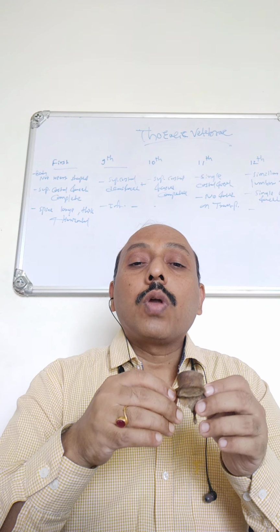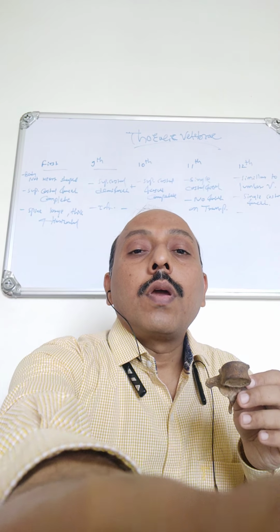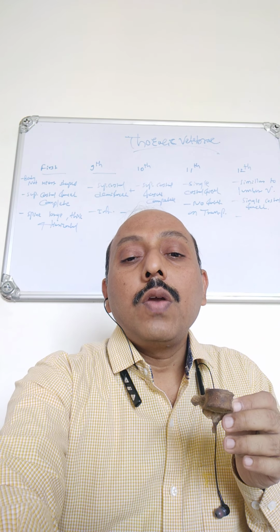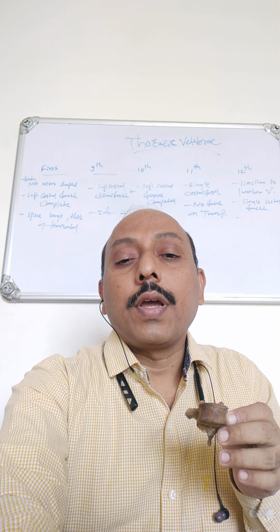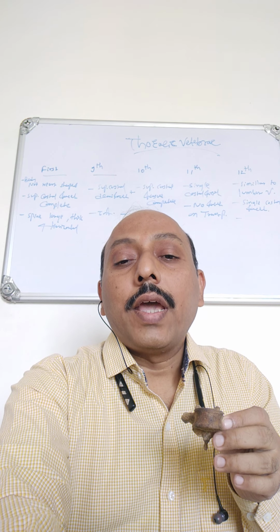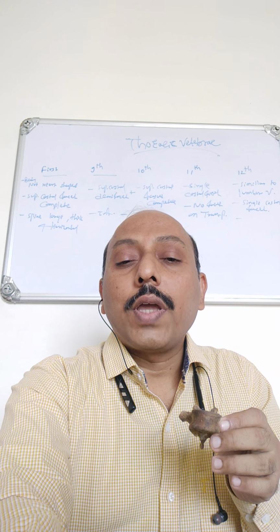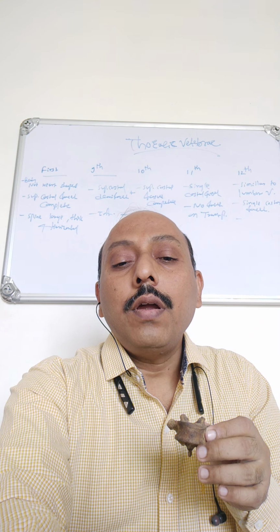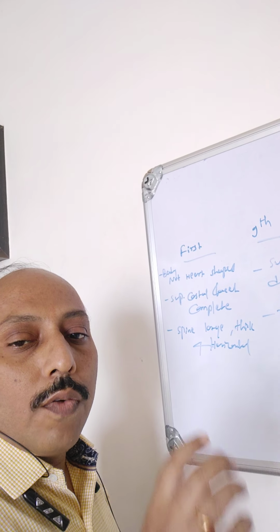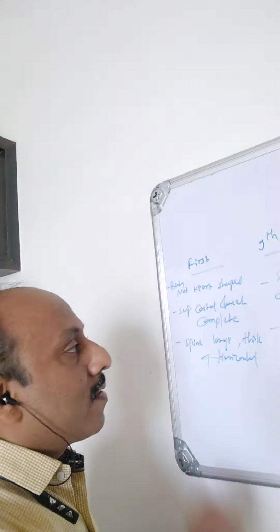Now the atypical thoracic vertebrae, we will see what the special characteristics of the atypical ones are. The 1st, 9th, 10th, 11th and 12th are the atypical thoracic vertebrae, and 2nd to 8th are the typical. Okay, now see students, we will see the first thoracic vertebra.